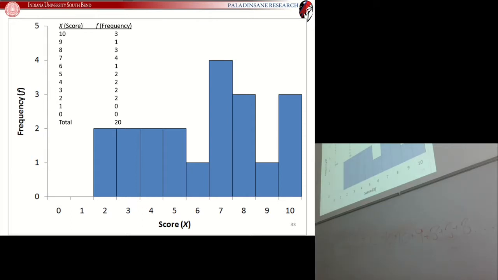All right, so that's the histogram. Any questions on the histogram?